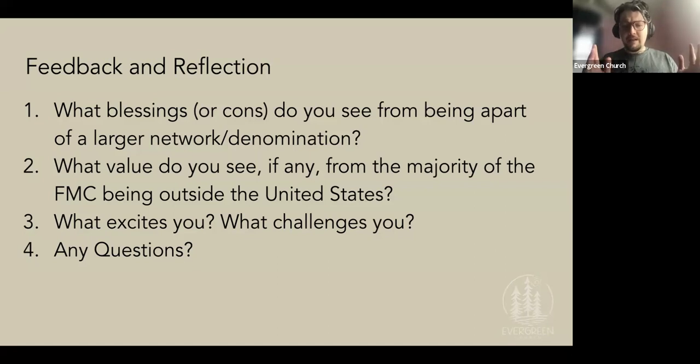So take some time, fill out these questions, reflect, write them in your notebook, and read and explore the rest of the content in this You Are the Church book. And this is the end of session 3.